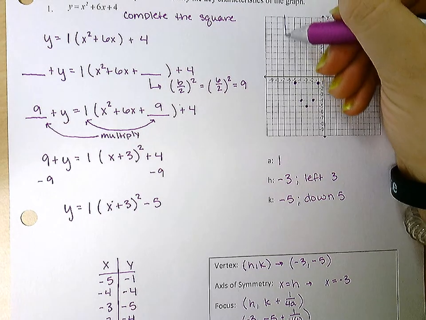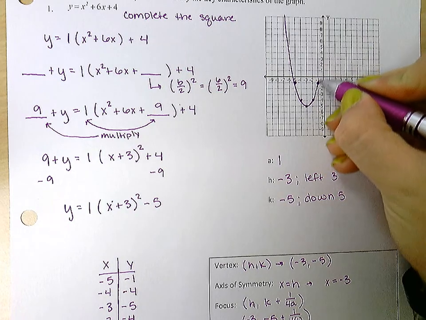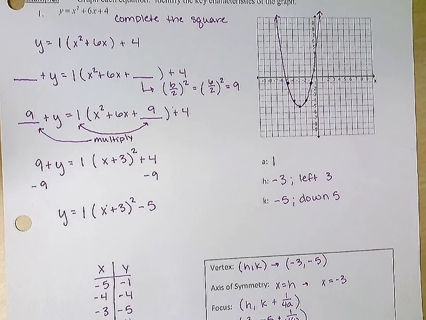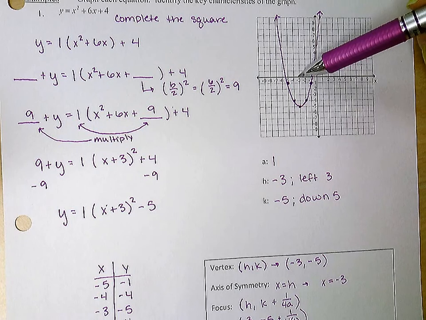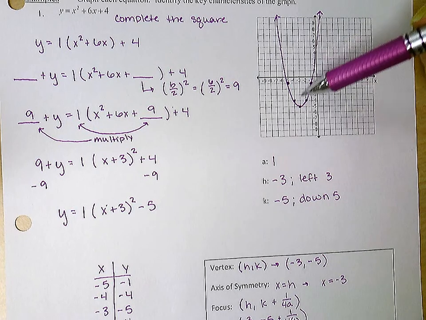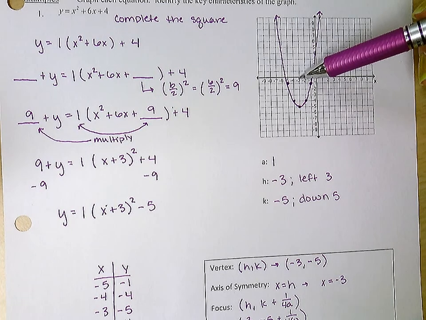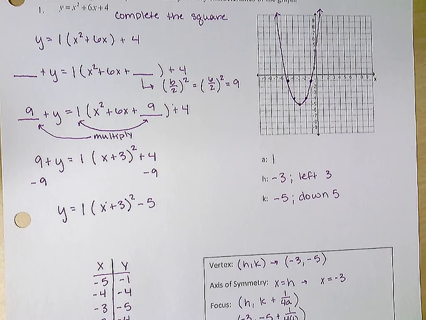Okay, so here's my parabola. And you can see that the parabola did move left 3 units from the origin and down 5. So that's where that vertex comes from. It moved left 3 and down 5 on that graph. Okay, questions on the first one? Do you need to see anything below the graph?